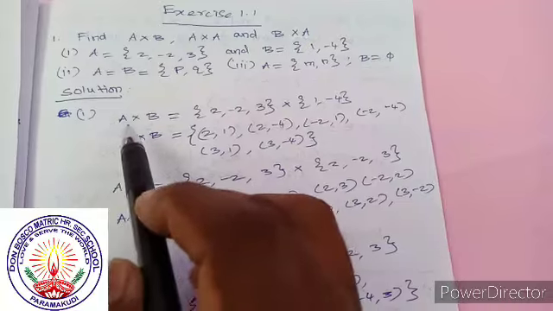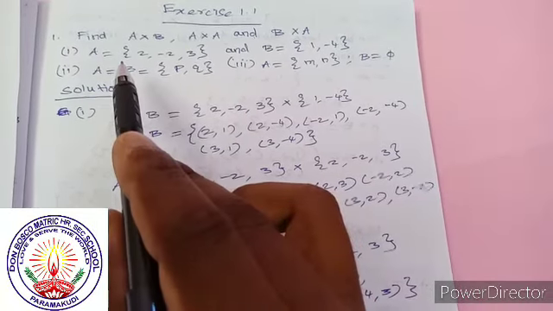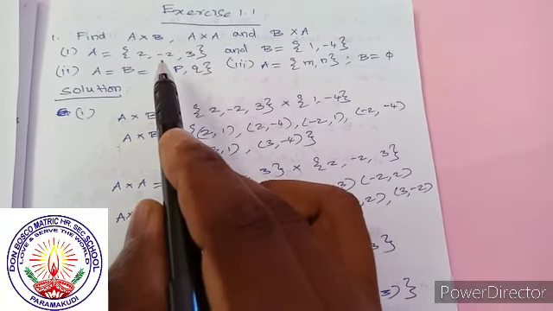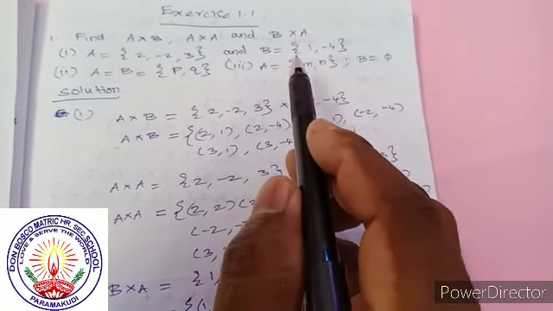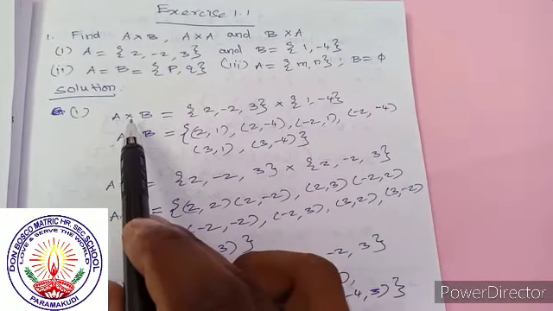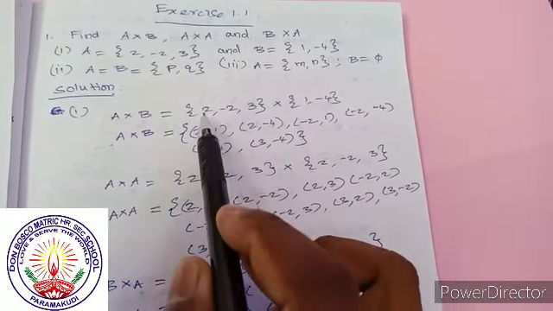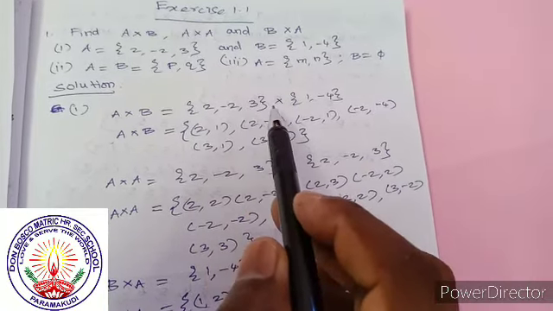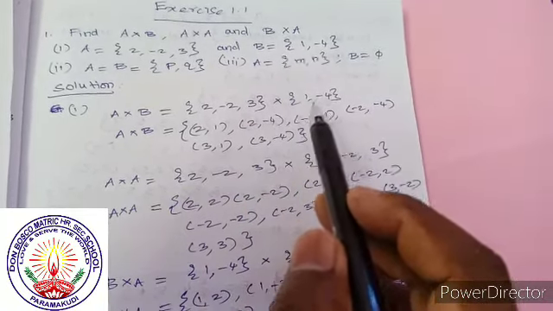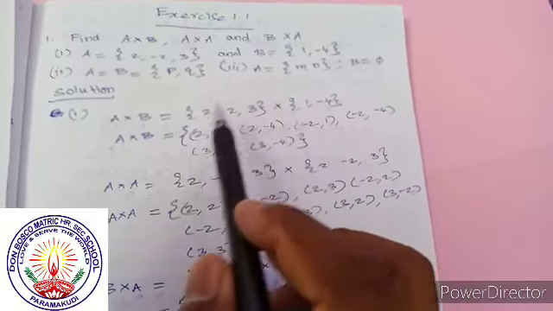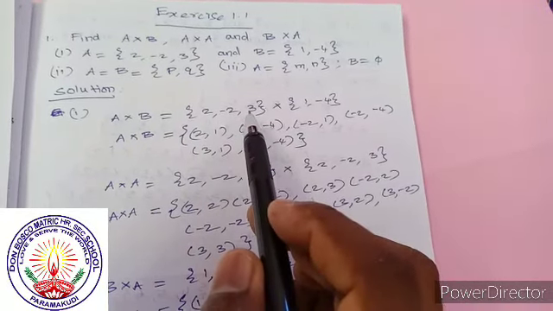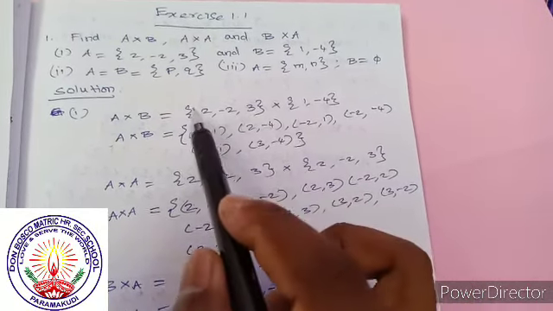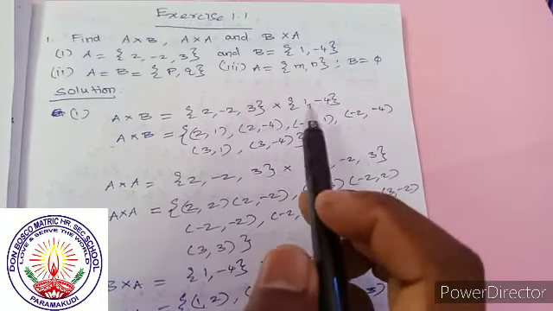So question number 1, A cross B. What is given? A is equal to {2, -2, 3} and B is equal to {1, -4}. So first question, A cross B means A is equal to {2, -2, 3} cross B is equal to {1, -4}. So what is the Cartesian product? We have to take every element of the first set and every element of the second set. We have to write the ordered pairs.